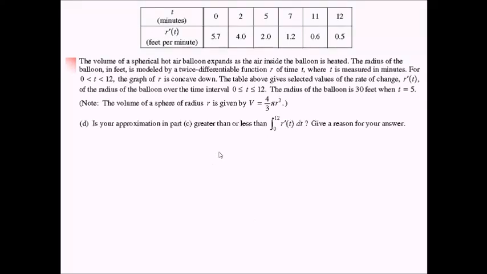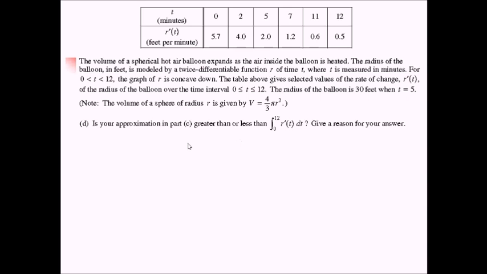For part D, they want to know if our approximation in part C is greater than or less than the true value of the integral from 0 to 12 of r prime of t dt, and then give a reason. So here's where we're really happy that we wrote approximately equals in part C instead of equals, because if we wrote equals, then this would kind of be a moot point, because then what we said in part C would be exactly the value of this integral, but it's not.